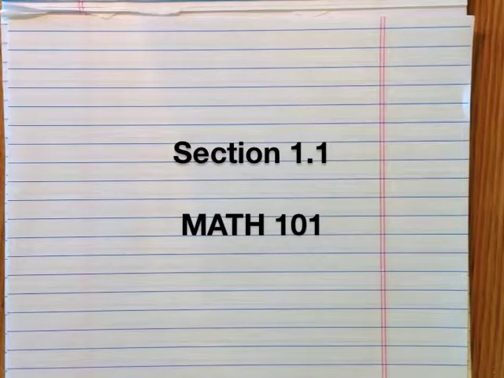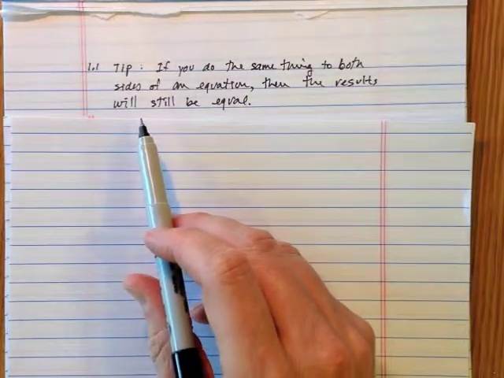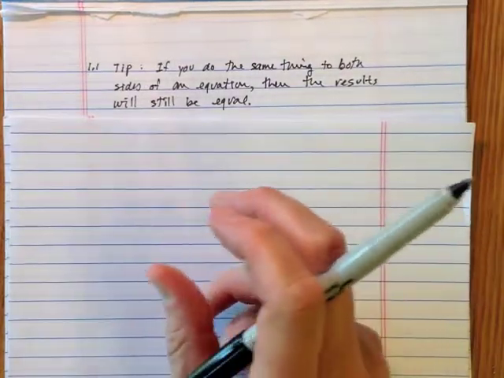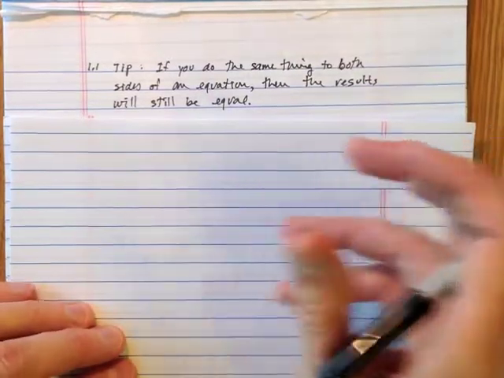I think most people will be able to do the homework in 1.1 without a lot of difficulty, but I want to just give you a couple of tips. First of all, this is kind of basic, but when you solve an equation, the way you do it is by doing the same thing to both sides of the equation. If you do the same thing to both sides of an equation, then the results will be equal. That's how you solve equations. You're doing the same thing to both sides.